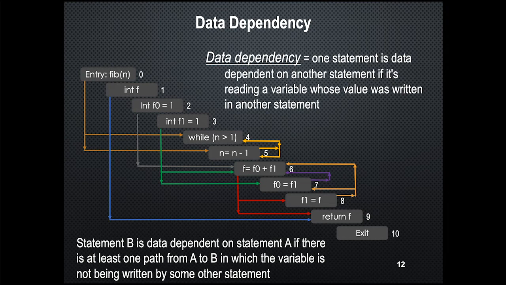In order for a statement to be data dependent on another statement, two things must be true. First, it's reading a variable whose value was written in another statement. And second, there must be at least one path from statement A to statement B in which the variable is not being changed by some other statement. For example, statement A could be in line 2, and statement B could be in line 6. So line 6 is data dependent on line 2.